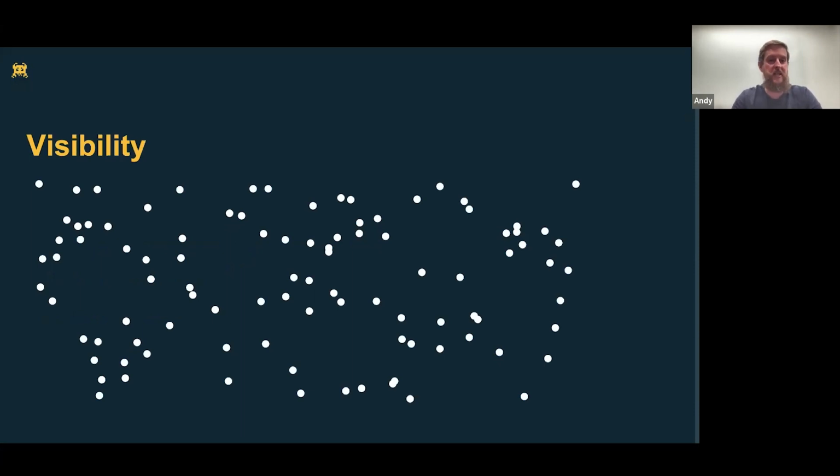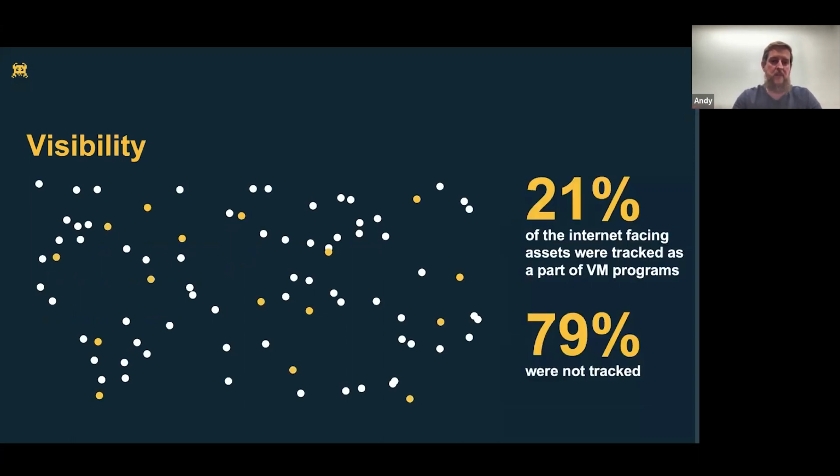We did some research ourselves across 3,000 organizations. We checked what assets were under management for simple vulnerability management and monitoring. And we found that only 21% of internet-facing assets are monitored by some kind of vulnerability management process, which means there's 79% which are not. When it comes to organizations like Optus, that's quite a big area where potentially there are assets which aren't being scanned and identified.